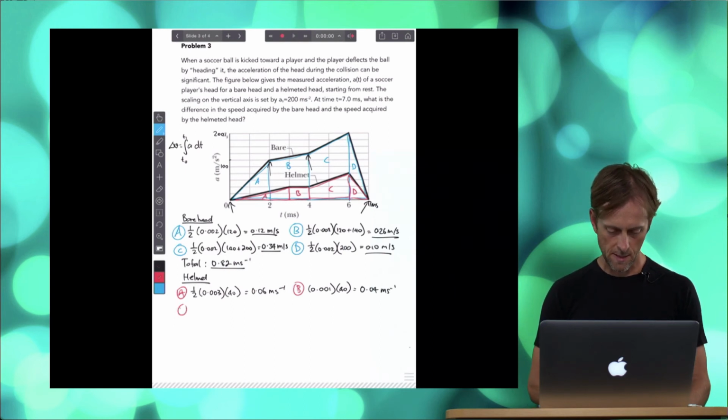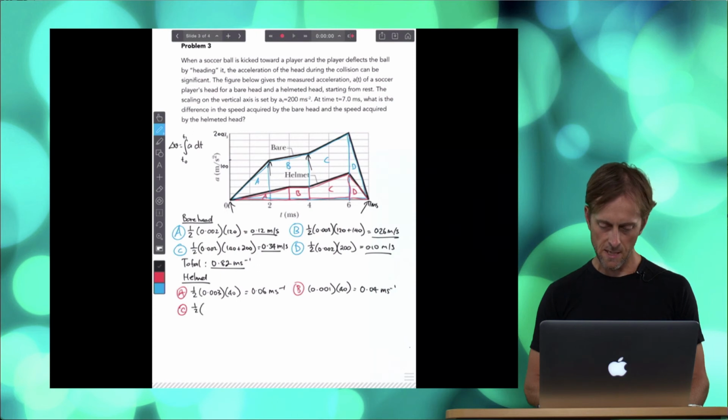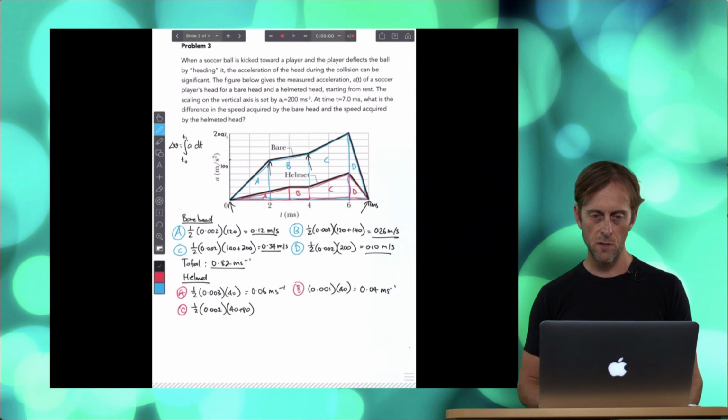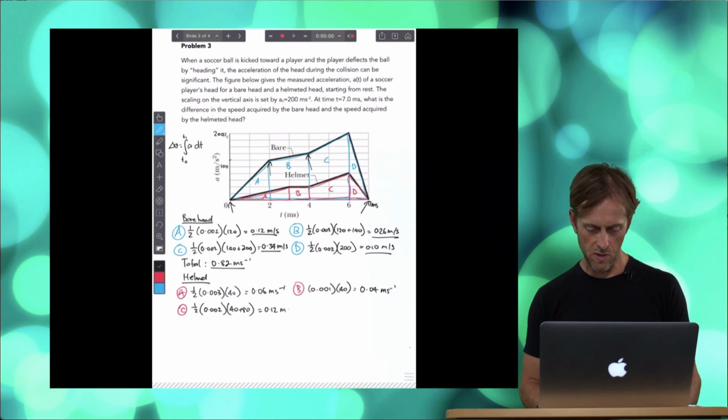Okay, and area C, another trapezoid, half the base, which is 2 again, 2 milliseconds. And we have 40 plus 80 for the heights on the trapezoid. And that is 0.12 meters per second.